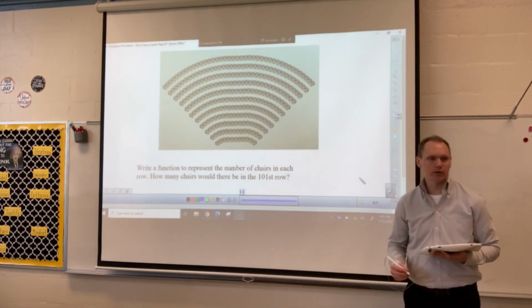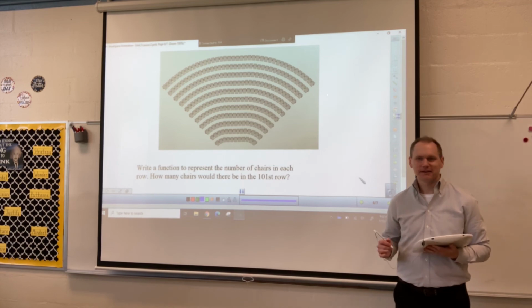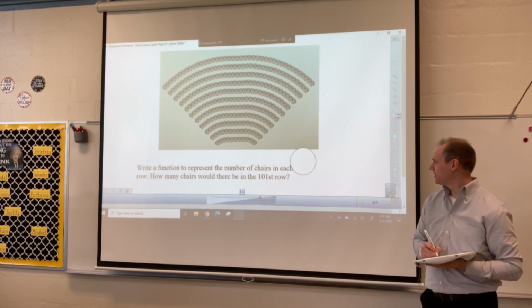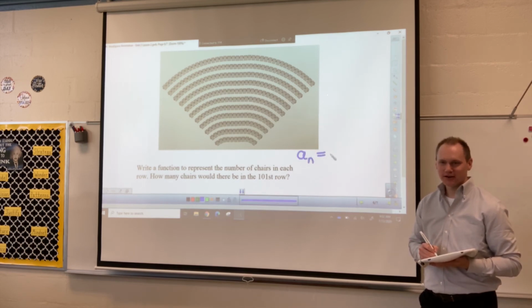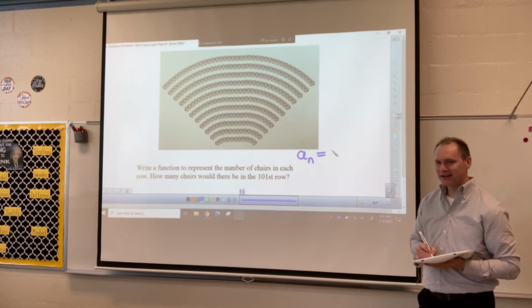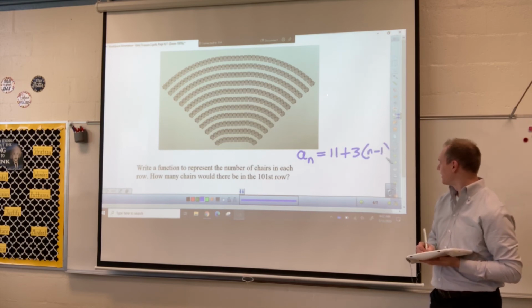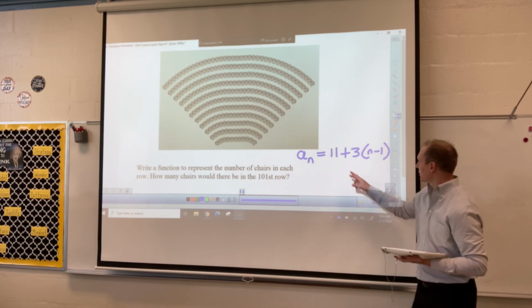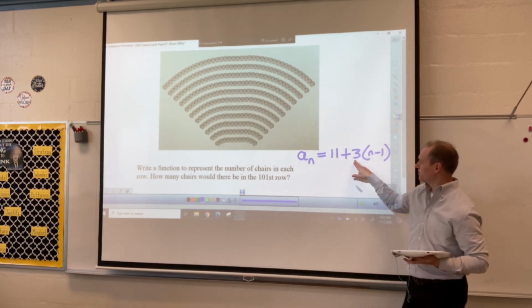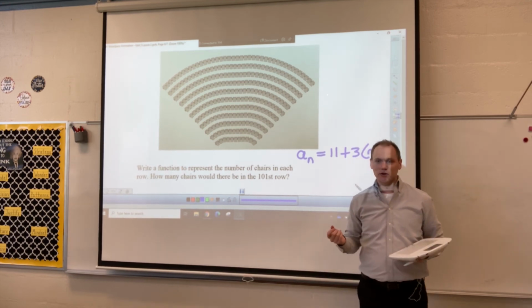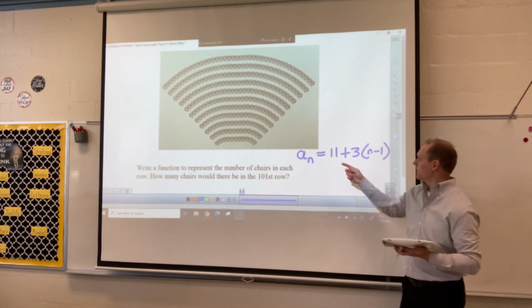All right, so let's talk about a formula for this. We were able to come up with one. A sub n equals, go ahead. 11 plus 3 times n minus 1. All right, cool. So let's check it. So we've got first term plus the common difference, which is 3, because we're adding 3 each time, times n minus 1.